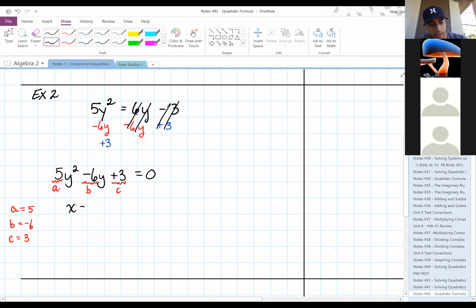X will equal negative. You see why it's important to put parentheses after that original negative, because now look at my B. My B is -6, right? So I have a negative from the outside because it's part of the formula, and then the value of B is -6. So I have two negatives, right? Which will eventually turn that 6 into a positive. Plus or minus the square root of B squared.